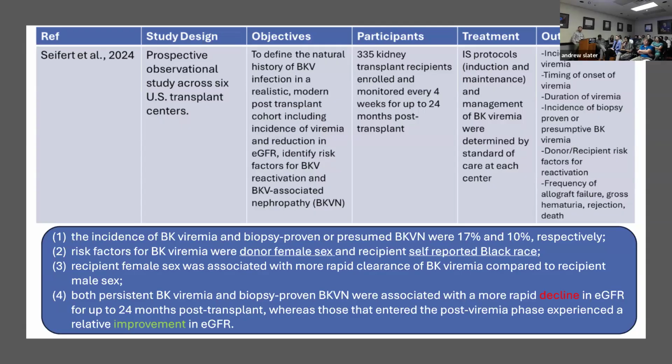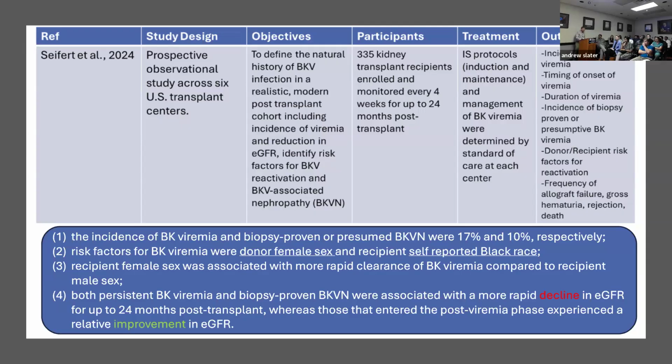Both persistent BK viremia and biopsy-proven BK virus nephropathy were associated with more rapid decline in EGFR for up to 24 months post-transplant. Whereas those that entered the post-viremia phase experienced a relative improvement in EGFR.